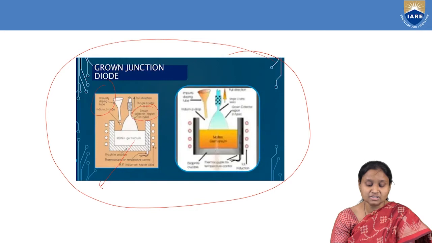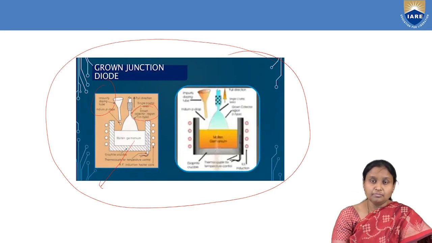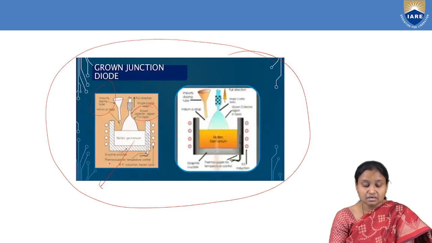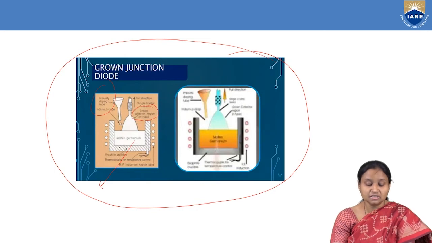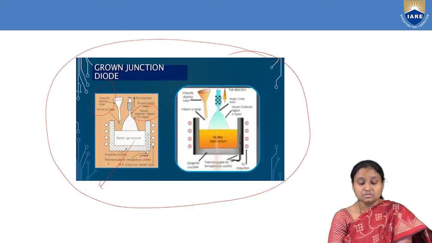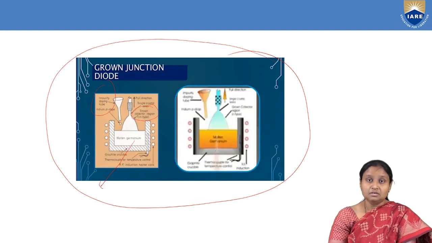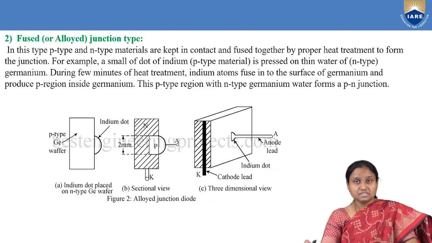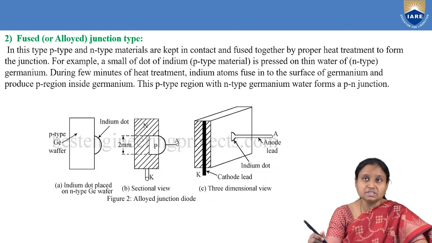So what exactly are we trying to do? We are trying to add different types of impurities at different levels. And in order to maintain this germanium in molten state, this crucible is surrounded by a thermocouple for temperature control. Generally we are going for heating, and in order to maintain temperature, we are using this thermal detector, which is nothing but a thermocouple. So this is how we are going to form our PN junction using the grown junction method. Now coming to the second method. The second method is quite simple compared to our first method.